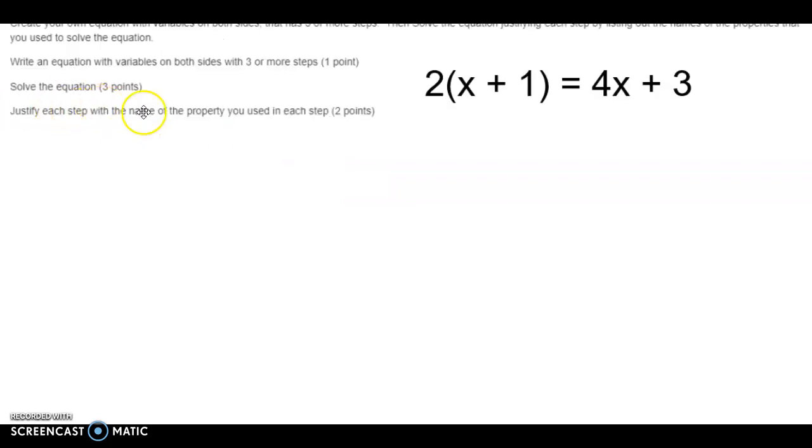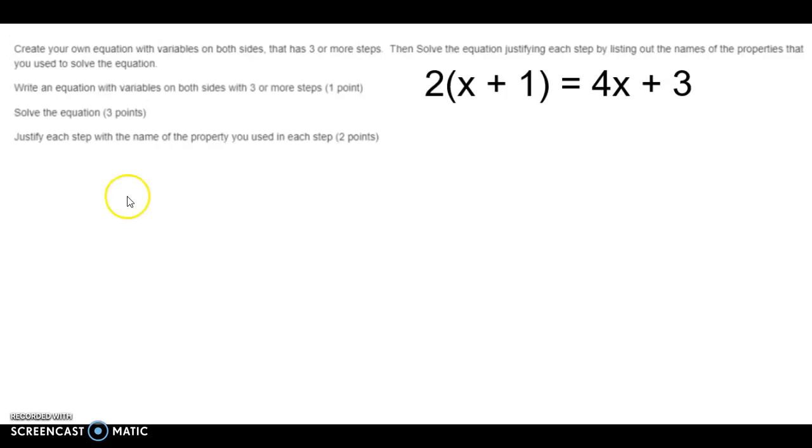All right, so if we look at this one, oops, it got cut off. Hang on. It says create your own equation with variables on both sides that has 3 or more steps. Then solve the equation and justify each step by listing out the name of the property that you used to solve the equation. All right, so the first thing is writing your own equation.